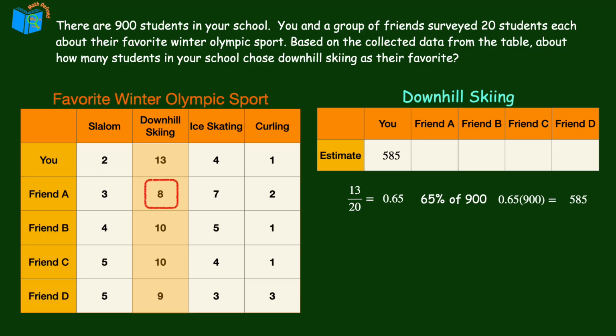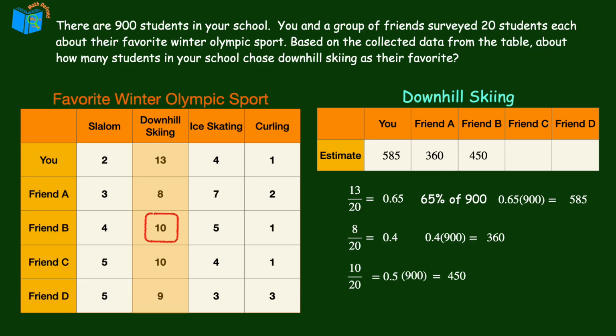Friend A had 8 out of 20 students. Multiplying that by 900 gives us 360 students. Friend B had 10 out of 20, giving us 450 students. Friend C had the same number of students as friend B, so that's easy, 450 students. And friend D had 9 out of 20, giving us 405 students.